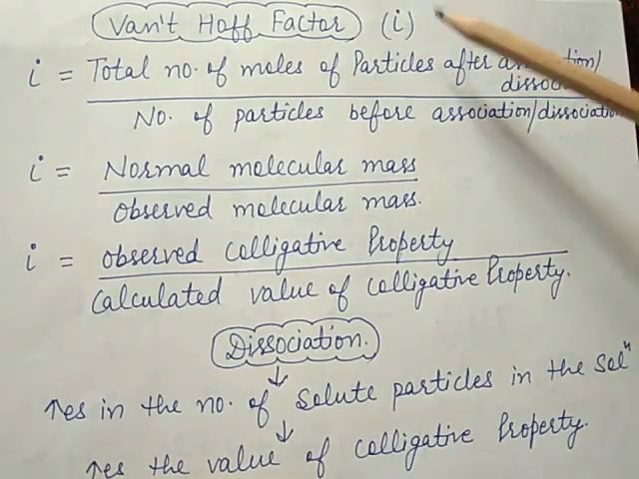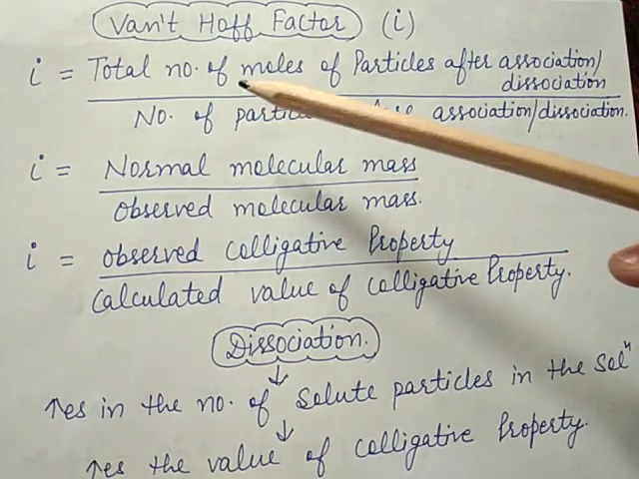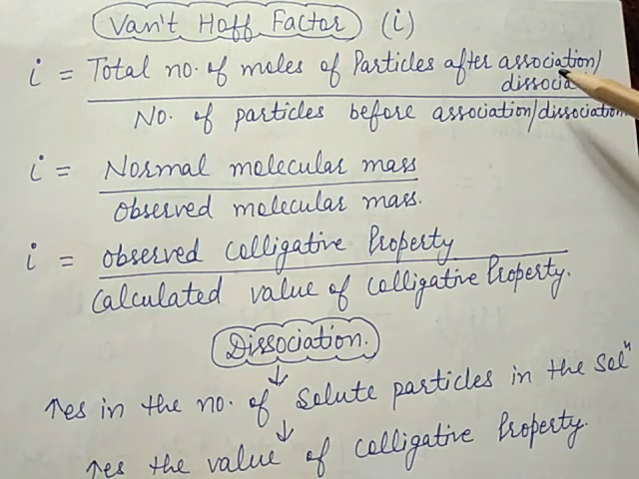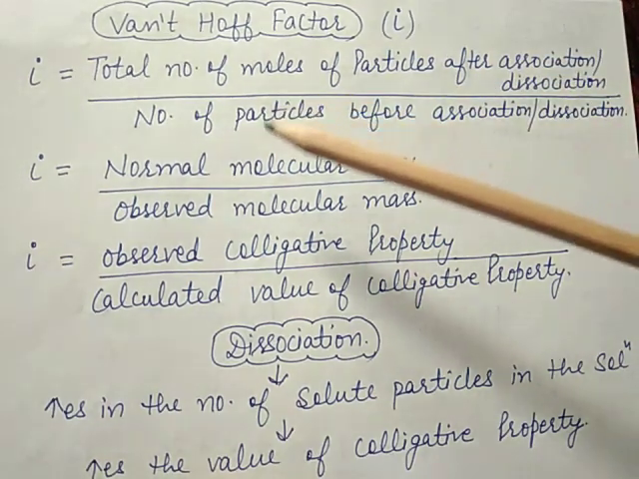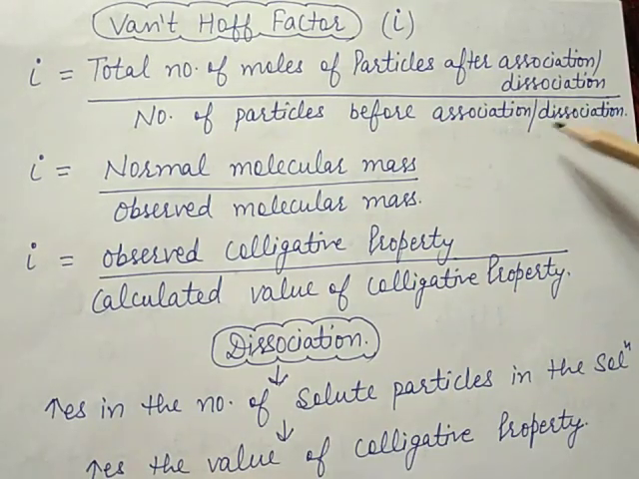Today's topic is Van 't Hoff factor. It is denoted by iota. Iota is equal to total number of moles of particles after association or dissociation divided by total number of particles before association or dissociation.